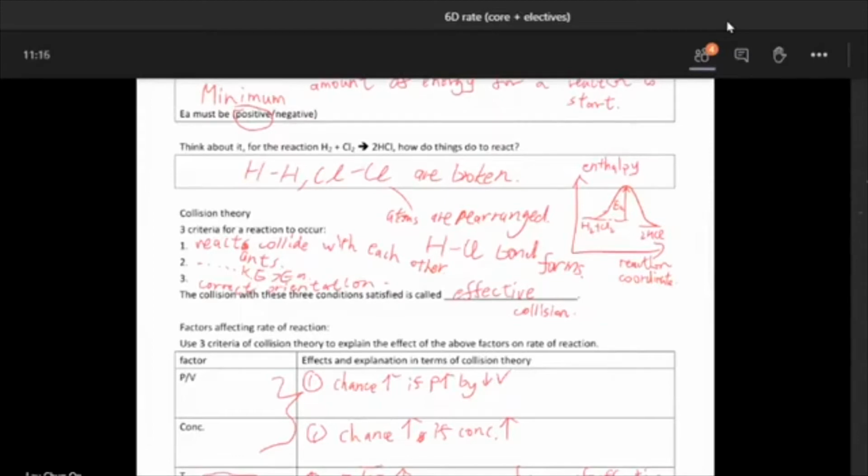There are two functions why EA, or the activation energy, is needed for a reaction to occur. The first one is that if you look into this example, HCl, if I want it to form from the corresponding elements, then some H bond and Cl bond have to be broken first. And this is the first reason why EA is needed.